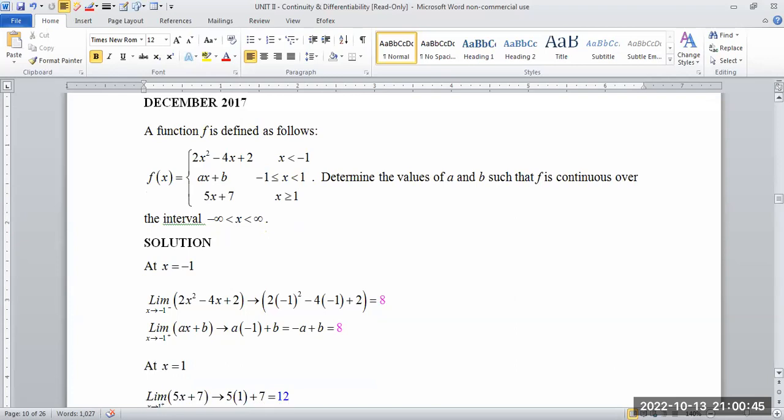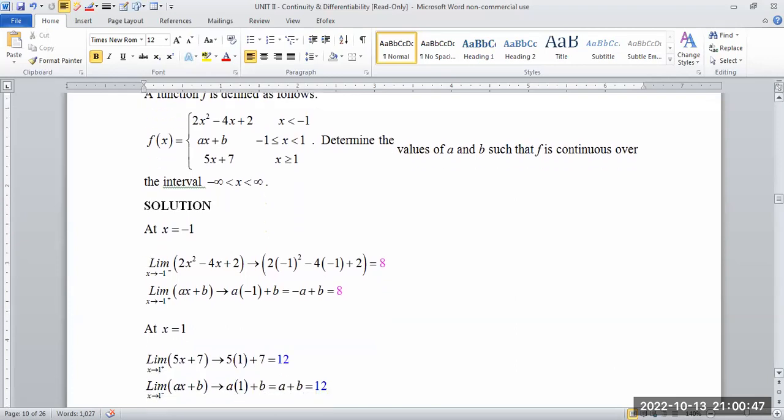We'll try x equals 1 now. We get 12 because we work on the bottom piece, to the right of 1, we work with 5x plus 7, and 5x plus 7.